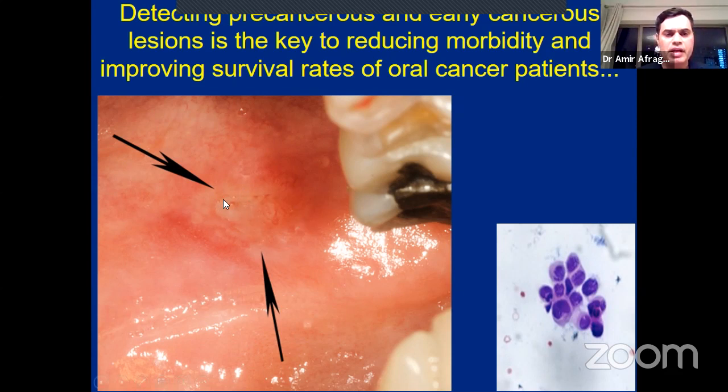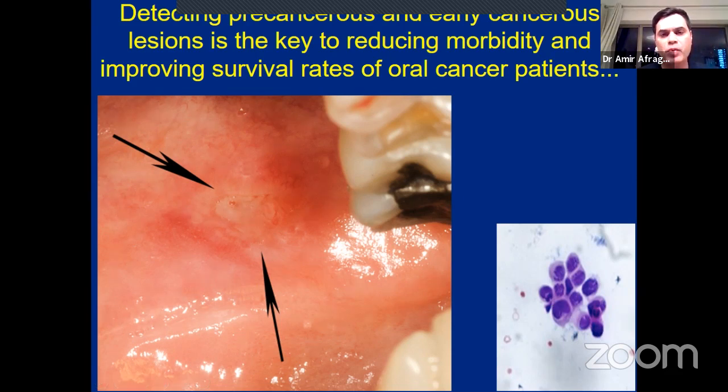Given the history of no risk factors, being a healthy patient, vegan, and very fit, we thought that this lesion on the buccal mucosa was most probably related to the sharp cusp of the tooth adjacent to it. So we reassured the patient and sent the patient home. However, we did a brush biopsy before sending the patient home. The next day, we examined the smear, and the smear indeed showed malignant cells.